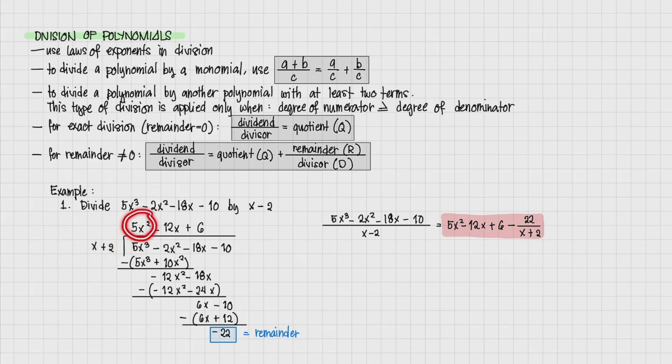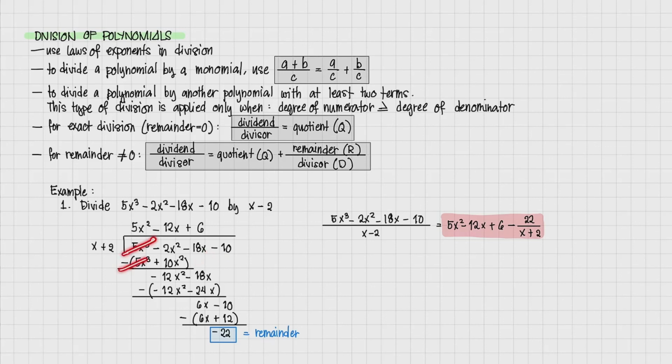And once we have this, you have your 5x squared, you're going to multiply that by your divisor. So multiplying that, you'd get 5x cubed plus 10x squared, which is this one. Then you're just going to subtract that from your dividend. Subtracting that, remember you're going to change your signs. So this positive 5x cubed would become negative, and this positive 10x squared would become negative. So we just subtract it from this polynomial.